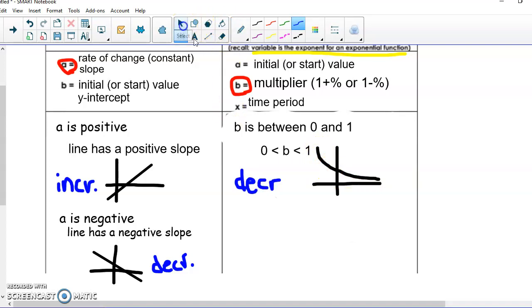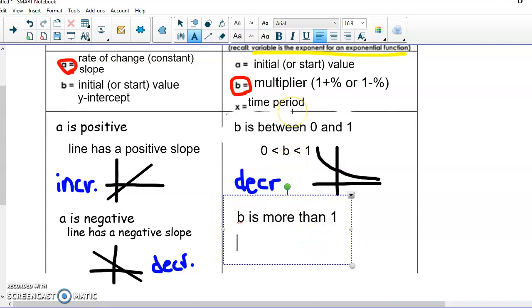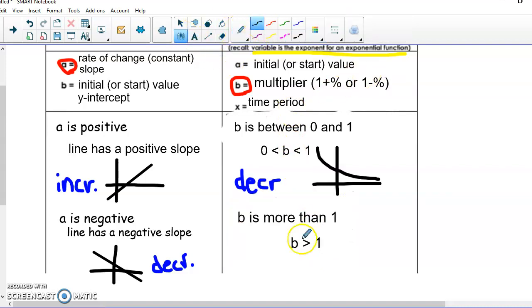All right, our next situation with an exponential function is B more than 1. Because if you multiply by something more than 1, then you get a much larger number. Try it out. We write that B is more than 1, and our graph is going to look like this from left to right.